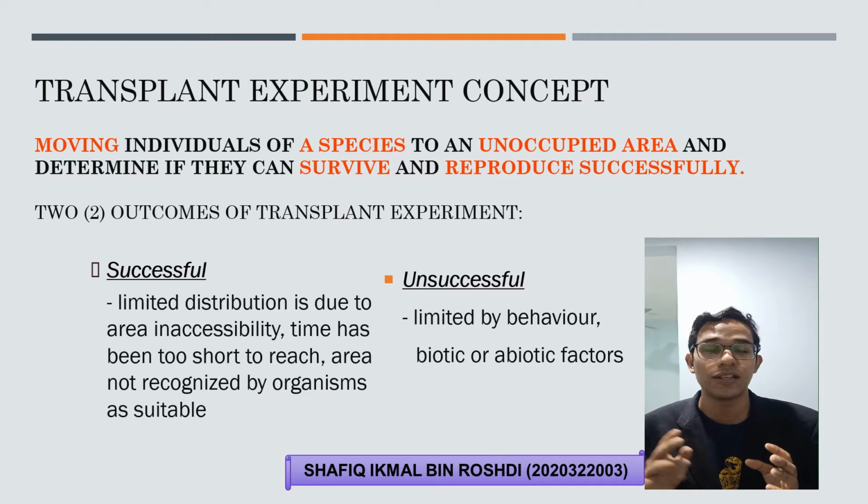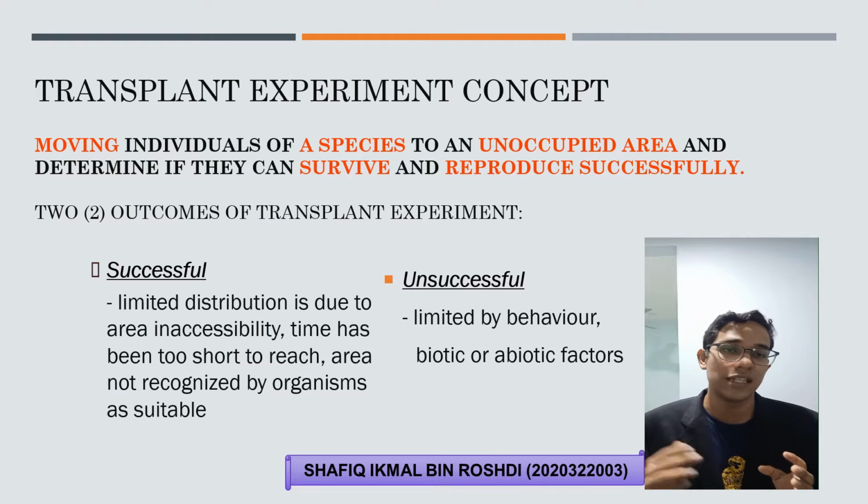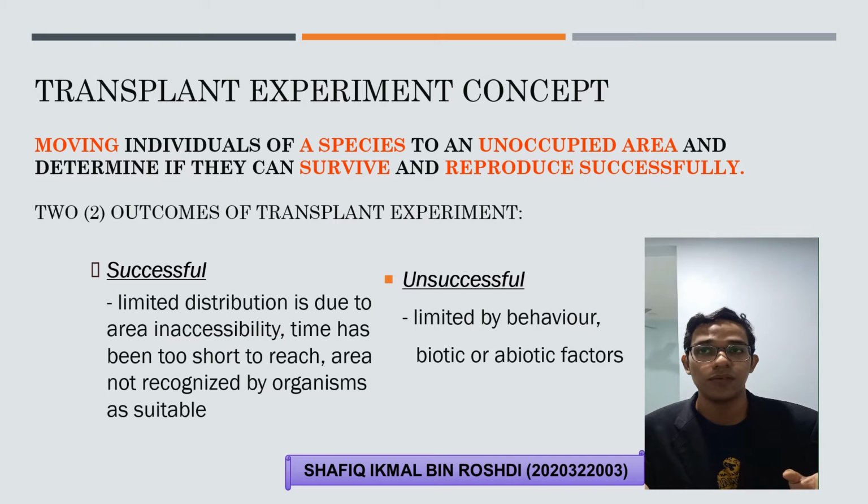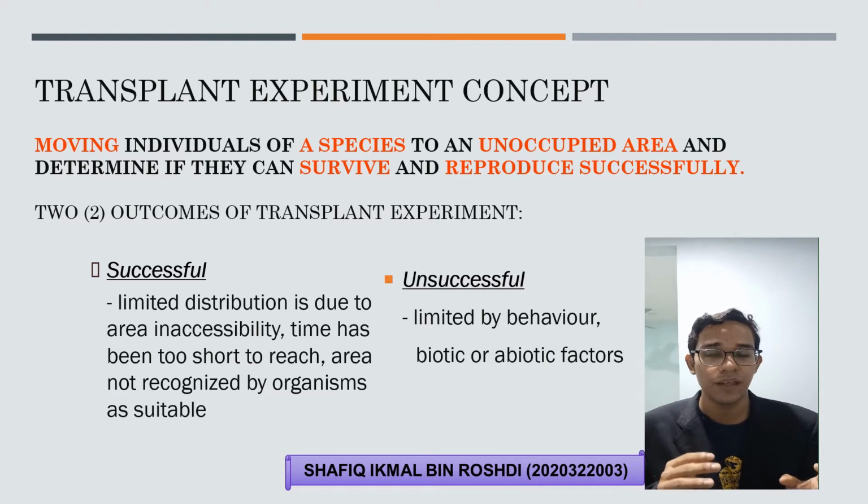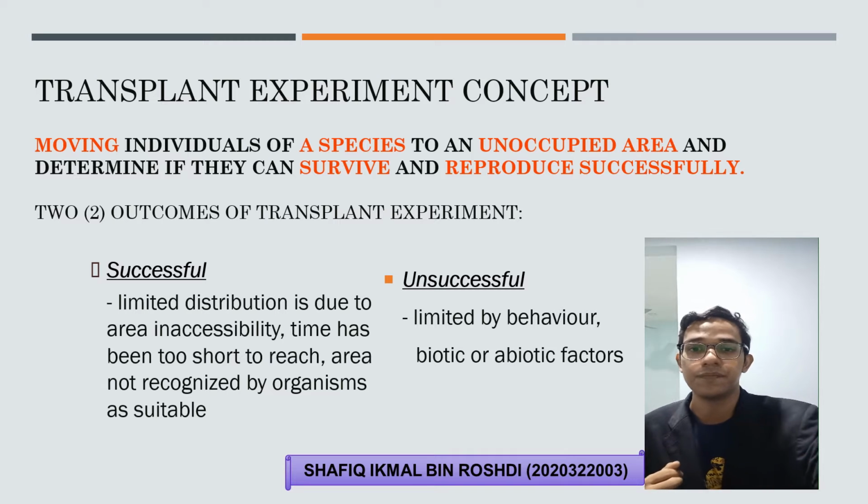There are two outcomes of transplant experiment. First one is successful, the second one is unsuccessful. For successful, the limited distribution is due to area instability. Time has been too short to reach an area not recognized by the organism as suitable. For unsuccessful, it is limited by behavior, biotic or abiotic factors.